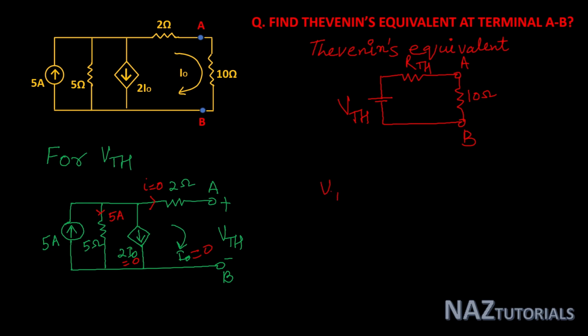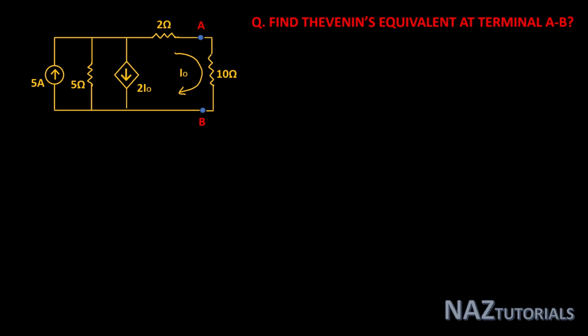So for calculation of VTH, it is directly calculated by the voltage across this 5 ohm resistance, and according to the current direction, the polarity of this resistance voltage and VTH will be the same. So our VTH is 5 into 5, that is I into R, that is 25 volt. So this is our calculation for VTH. Now let's see the RTH calculations.